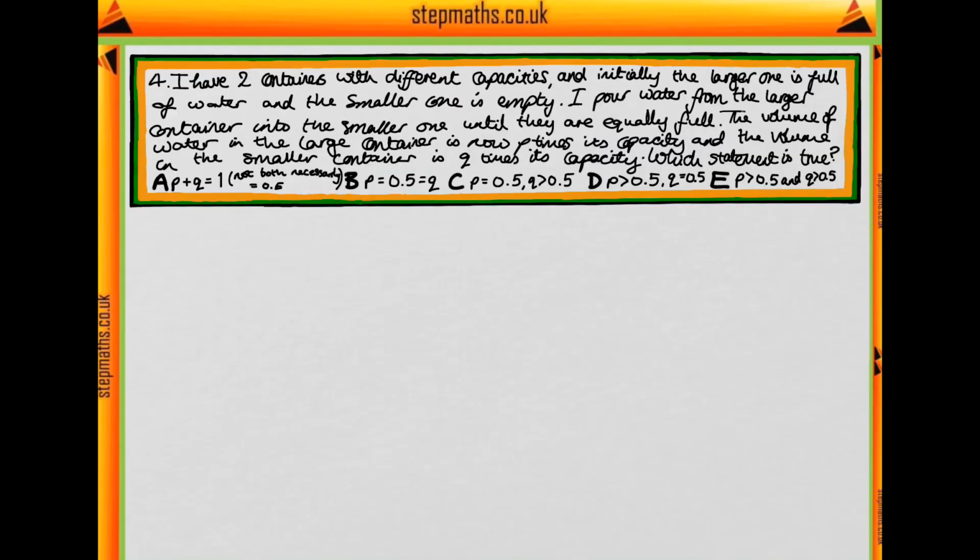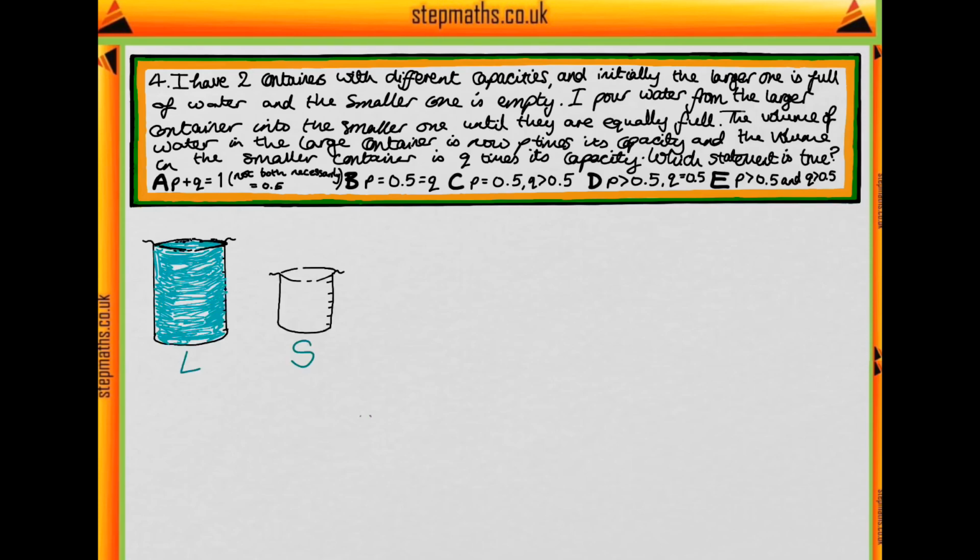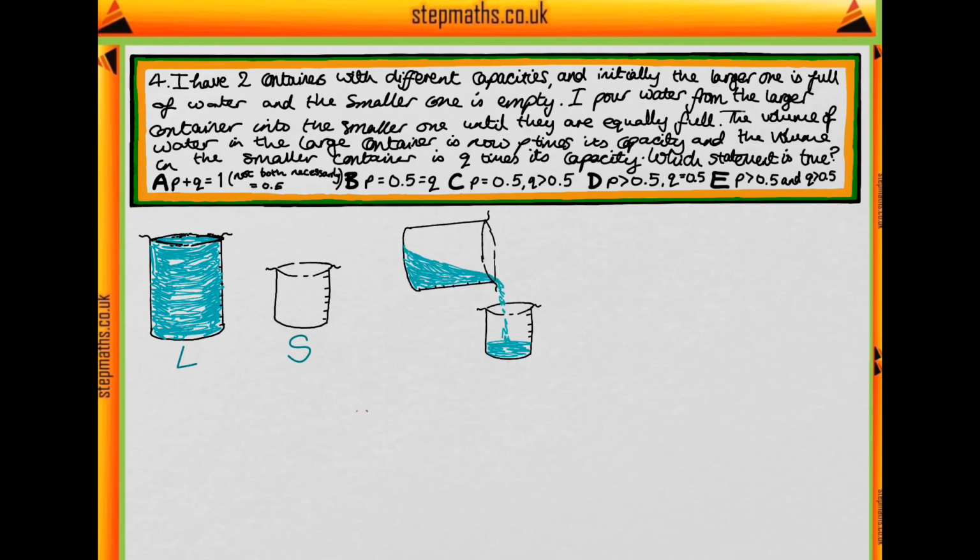So in this question we have two containers with different capacities, and initially the large one is full of water and the smaller one is empty, and we're going to pour water from the large container into the small container until they are equally full. And we're talking about these values P and Q.